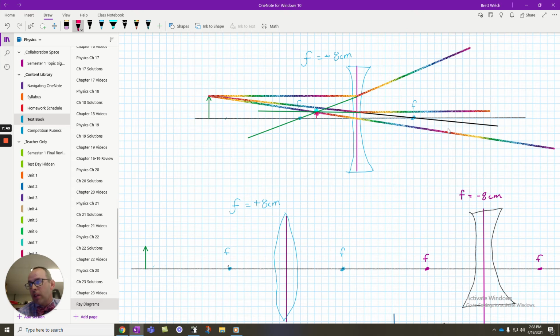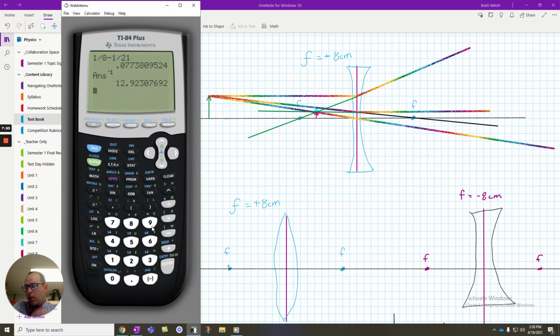And so I would say if I looked at an object through that diverging lens, wow, that object's close, but it's tiny. Like, what happened to it? Why is it so small? But it is upright. And if we did the same calculation here, we do 1 over the focal length.